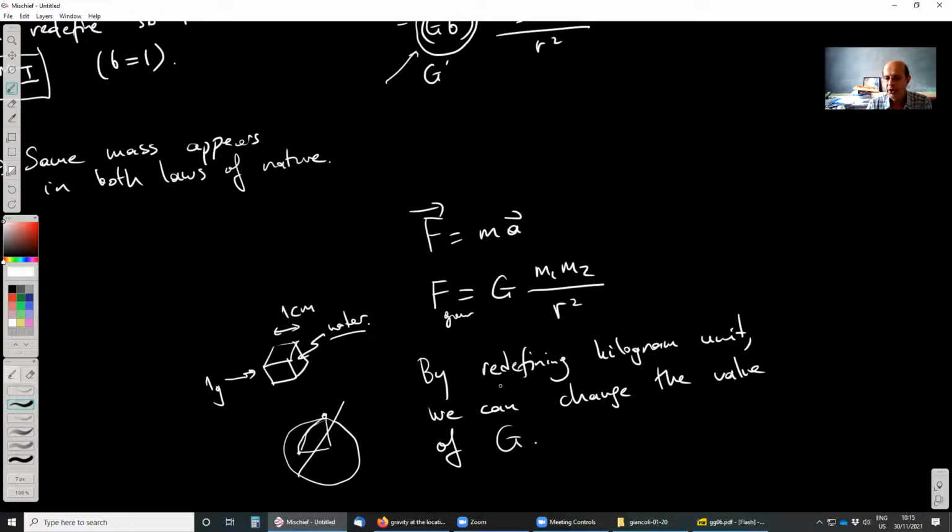So as a result, the value of the gravity is actually not a fundamental constant. That capital G, the universal constant of gravitation, has a value that is dependent on how we define the units. It's not a fundamental constant of nature, because some other people who use different units, this G has a different numerical value.